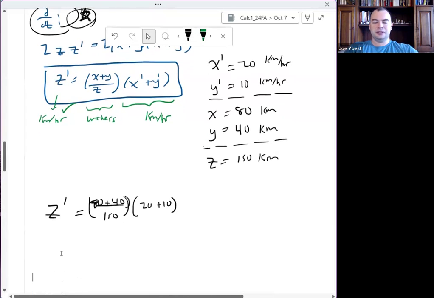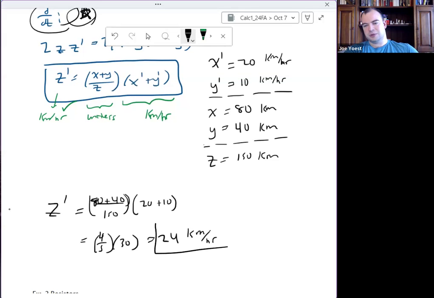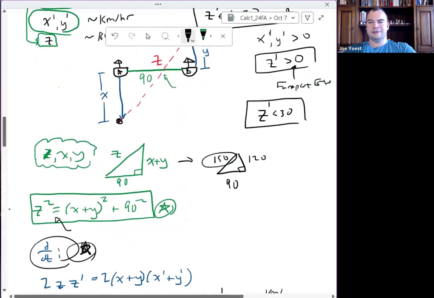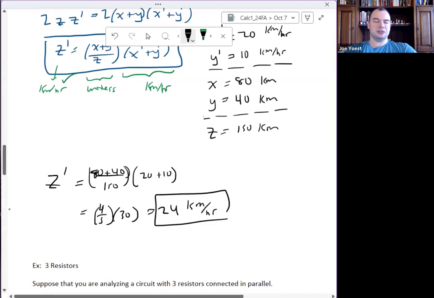We checked those already. So this is 120 over 150, or 12 over 15, or 4/5 of 30, or that is 24 kilometers per hour. We got an answer of 24. That does satisfy our second reasonability condition, being between 0 and 30. So I feel pretty confident that I've gotten the right answer here.